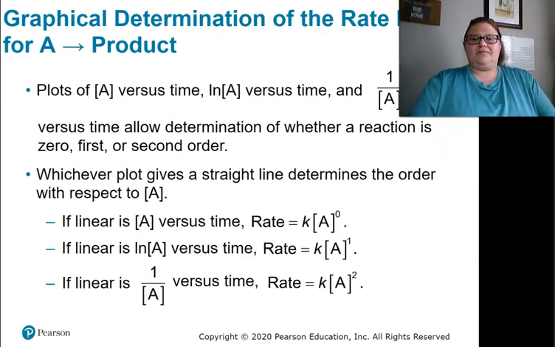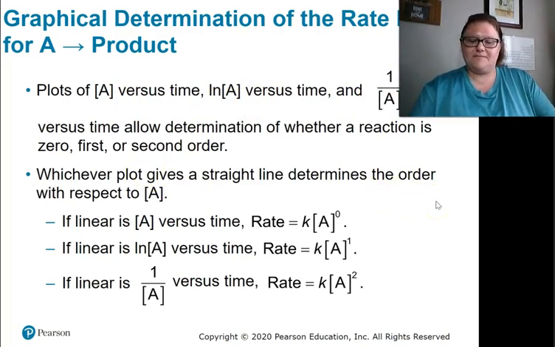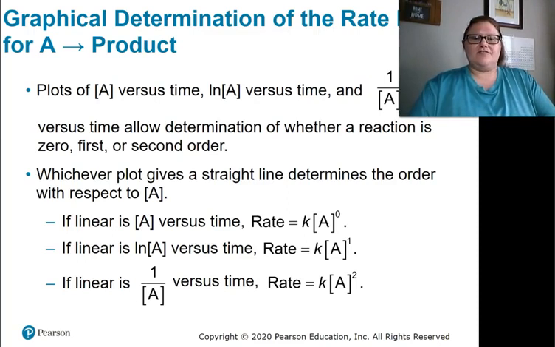So if we talk about the graphs, we're going to look at this graph here. We want to plot concentration of A, the natural log of A, and 1 over A. And so let's take a look at how this gets spread out. Whichever plot gives a straight line determines the order with respect to A. So if this is linear when I have concentration versus time, then the rate law has to be zero order.